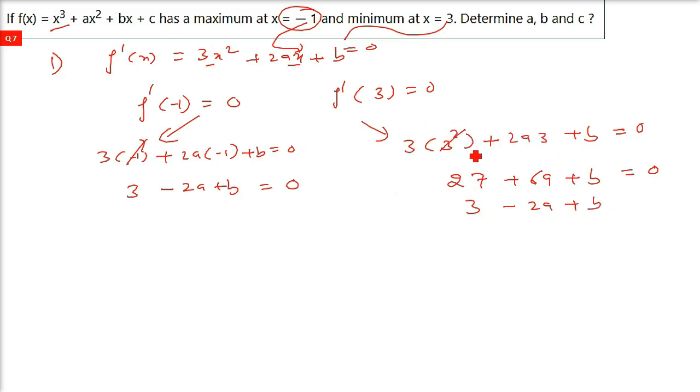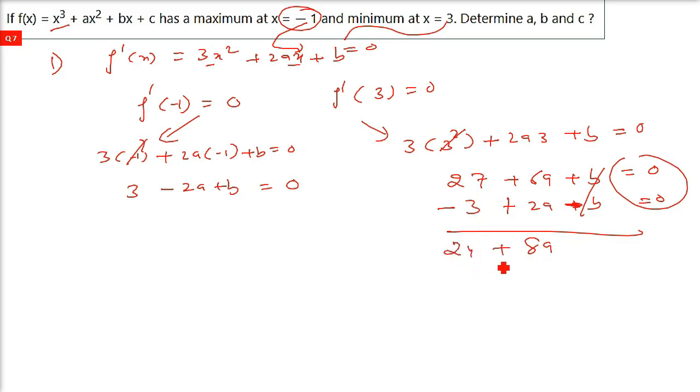So let us deal with these 2 equations and try to find out what the values of a and b can be. Okay, now I have just re-verified it, and we just subtract these 2 equations. When we subtract, b gets cancelled. 27 minus 3 is 24, and 6a minus 2a is 4a. So we have 24 equals 4a.